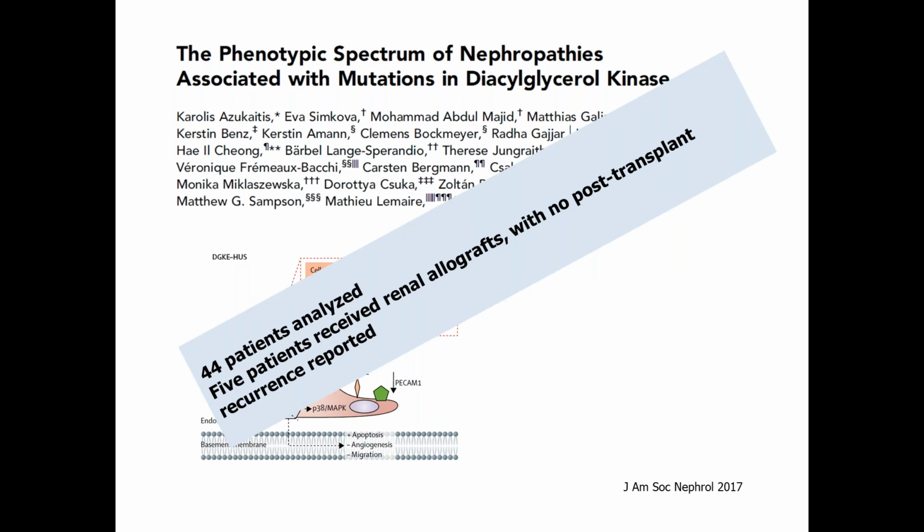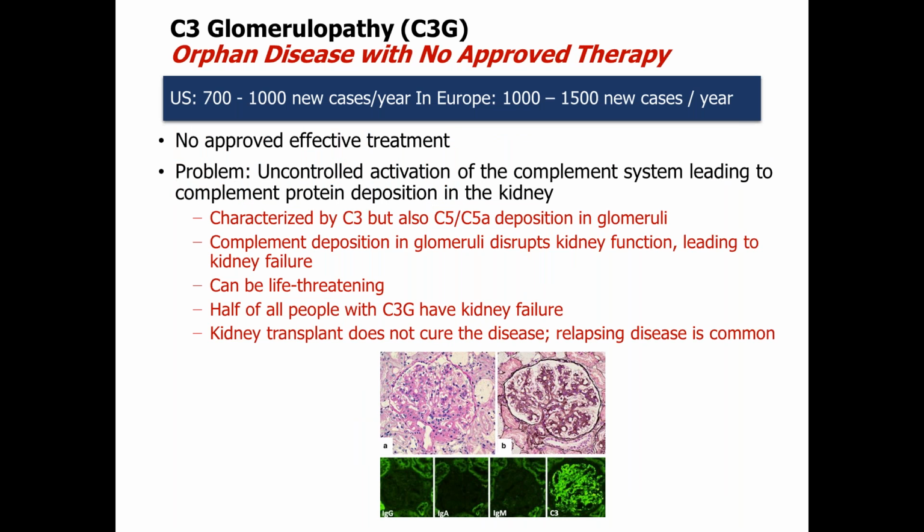One member of our reference center, Karolis Ažukaitis, with colleagues, published recently a large overview of this entity. They analyzed 44 patients, 5 patients received renal allografts with no post-transplant recurrence reported. So probably these patients are safe in terms of no Eculizumab prophylaxis after transplant.